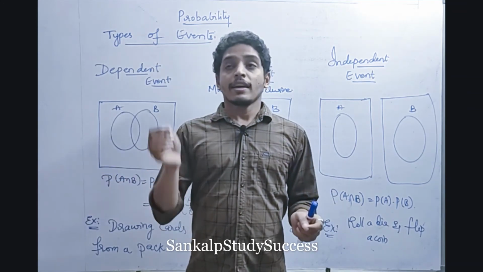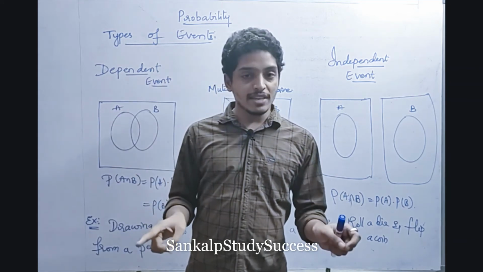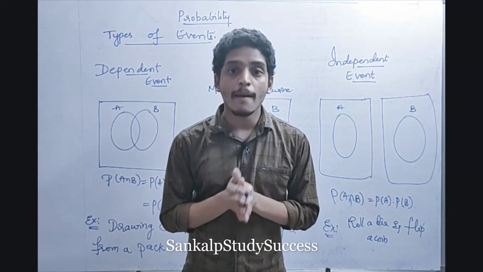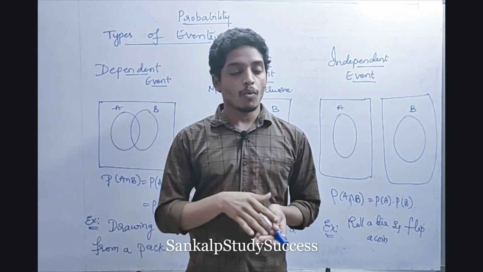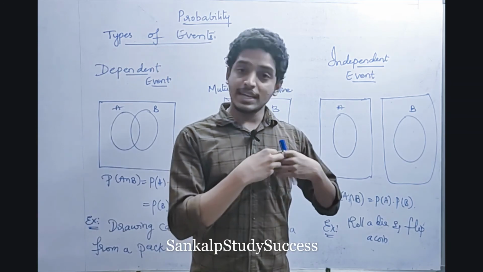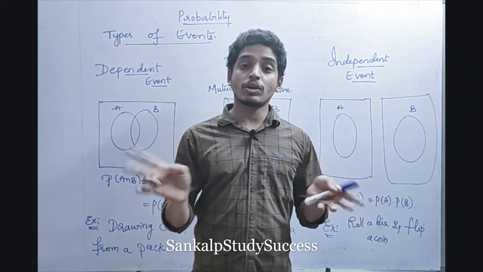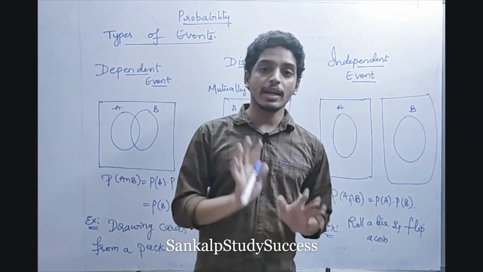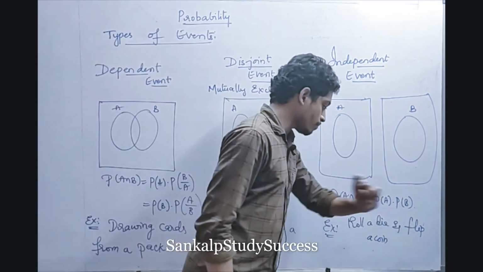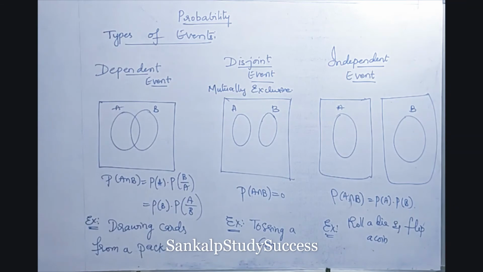That means if head comes, will 6 come? Does it tell? No, it won't. So what does it mean? Both are independent of each other. Whatever might be the head or tail, whether it is 6 or not, it doesn't matter for it. Those two types of events are called independent events. For independent events, P of A intersection B is equal to P of A into P of B. Hope you understand these types of events, and remember these Venn diagrams. Venn diagrams are the heart of probability.